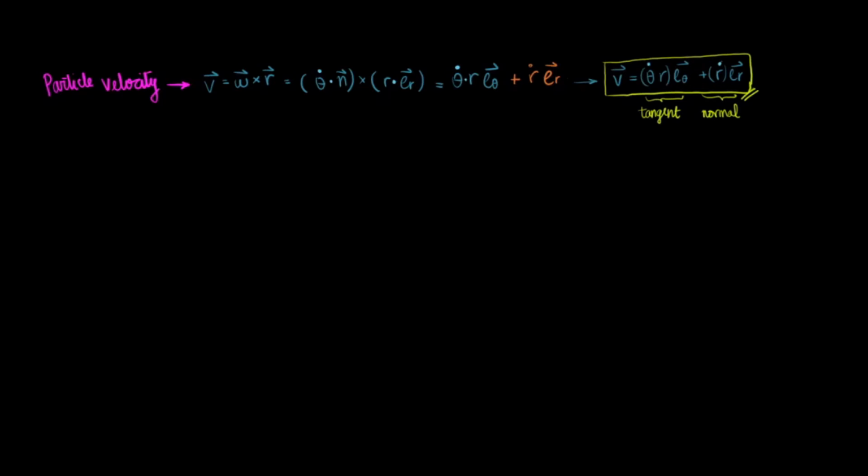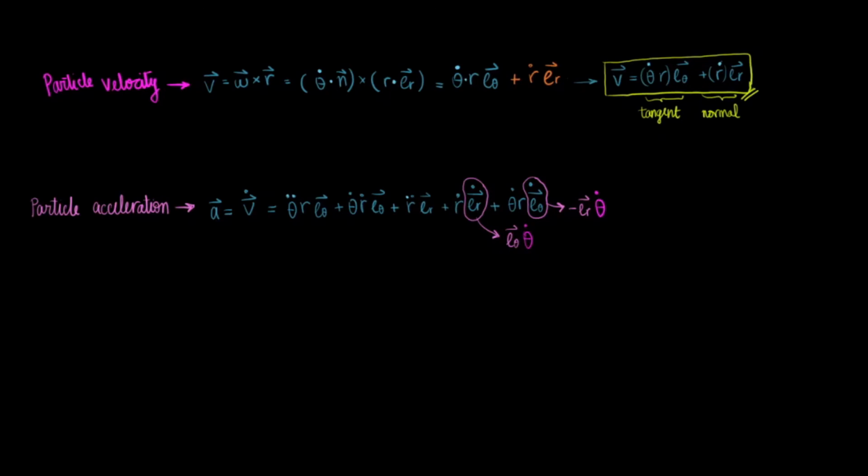Finally, let's now face the particle's acceleration. We can write the acceleration as v dot, which represents the derivative of the velocity with respect to time. We have just found the particle velocity actually, so let's go ahead and use it. Taking the derivative of the expression we found above, we get this kind of long expression in blue. From what we learned just a bit ago, we know that the derivative of er is e theta times theta dot, and the derivative of e theta is negative er times theta dot. We can now simplify that expression and rearrange it a little bit. We get our final particle acceleration expression, which is the one boxed in yellow.